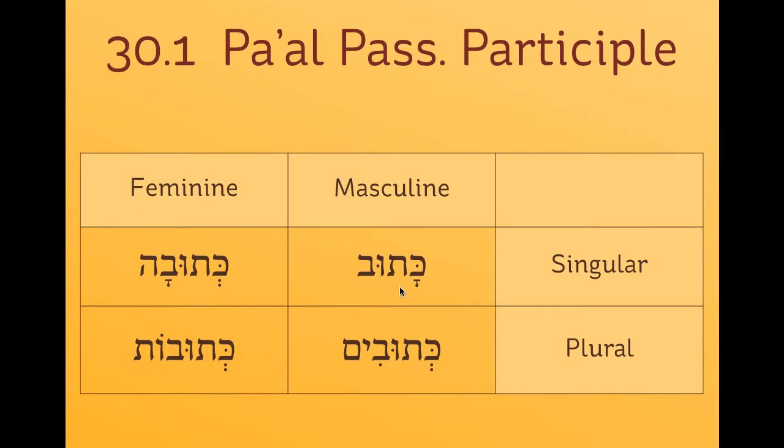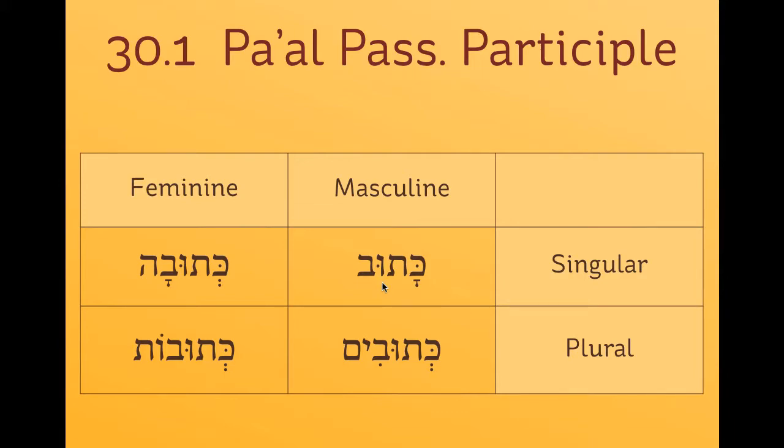What's distinctive of the Paul passive participle is this a, u vowel pattern. As a mnemonic, maybe this will help, maybe not, you can think, ooh, are you being passive? Actually, when I was a student, one of my classmates came up with that, and it helped me, but it's kind of weird. And actually, the vowel is not distinctive because you see here in the other three forms, it's a schwa. What is distinctive is the shurik here, this U-type vowel.